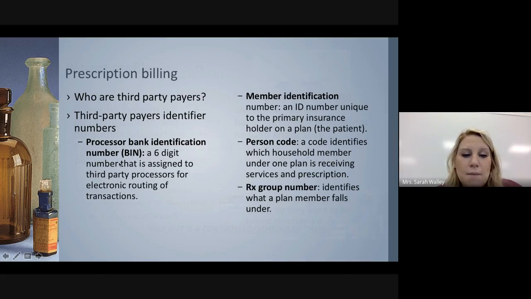So a BIN number is a 6-digit number that is assigned to a third-party processor for electronic routing of transactions. This is basically how you get paid and how you go back and forth and how they pay you. So there's going to be a BIN number for that third-party payer. Member identification number is an ID number unique to the primary insurance holder on the plan, like the patient. You're going to have a person code, which is a code that identifies which household member under one plan is receiving services and prescriptions.